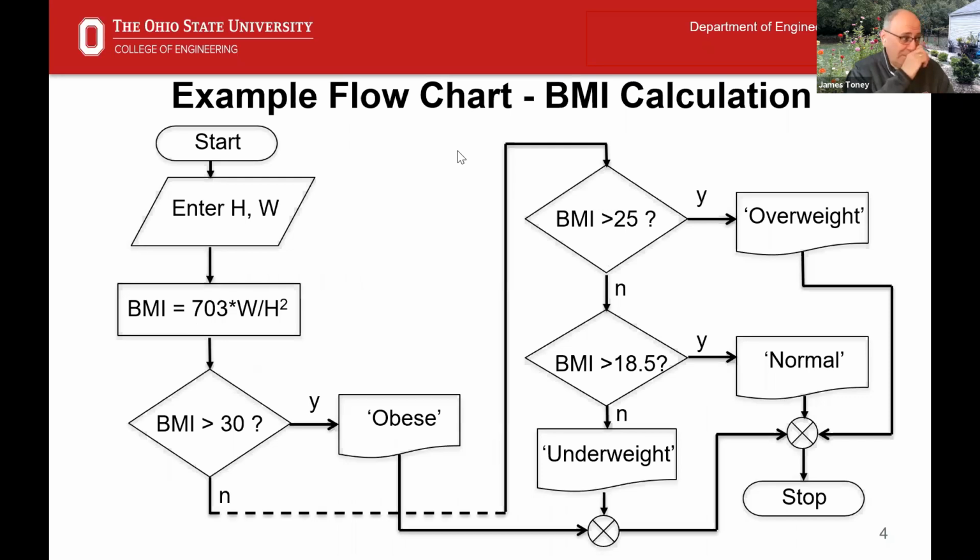Here's a simple example. This BMI calculation we've done a couple of times. So you ask the user to enter his height and weight. So here's another symbol you'll see sometimes. This parallelogram usually means getting input from the user. Calculation, and then a branch. So is BMI greater than 30?